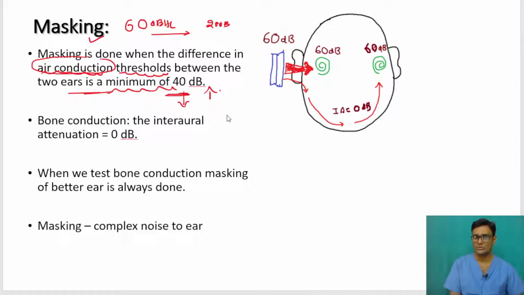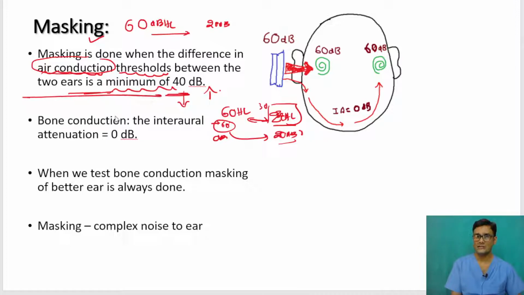Why don't you have to do it? Suppose there is a 60 decibel hearing loss in the right ear and a 30 decibel hearing loss in the left ear. So there is a difference of 30 decibels. You present a 60 decibel sound to the right ear. It will be heard as 20 decibels in the left ear, but he is already having a 30 decibel hearing loss, so he won't be able to hear anything. But if it is 20 decibels, he will be able to hear something.